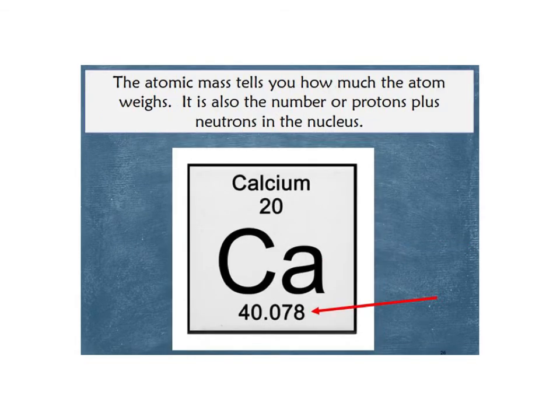The atomic mass tells you how much the atom weighs. It is also the number of protons plus neutrons in the nucleus. So our atomic mass is equal to the protons and the neutrons when we add them together.